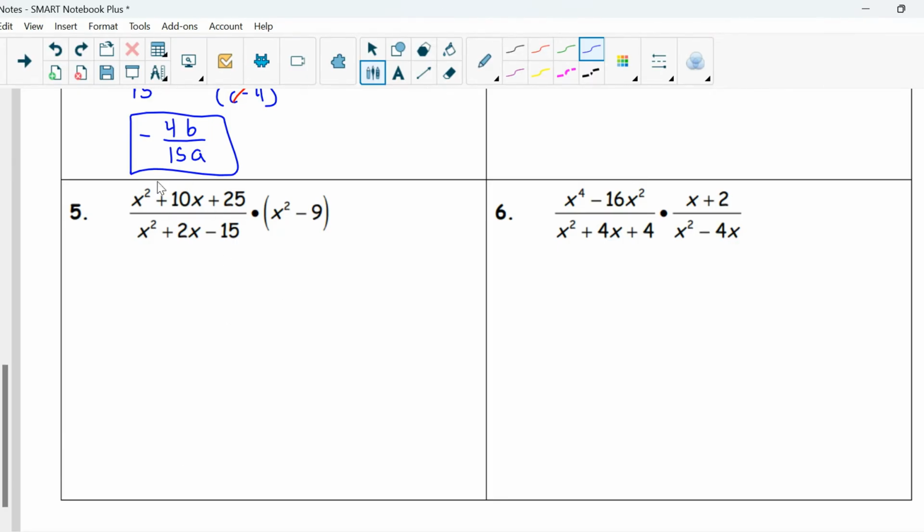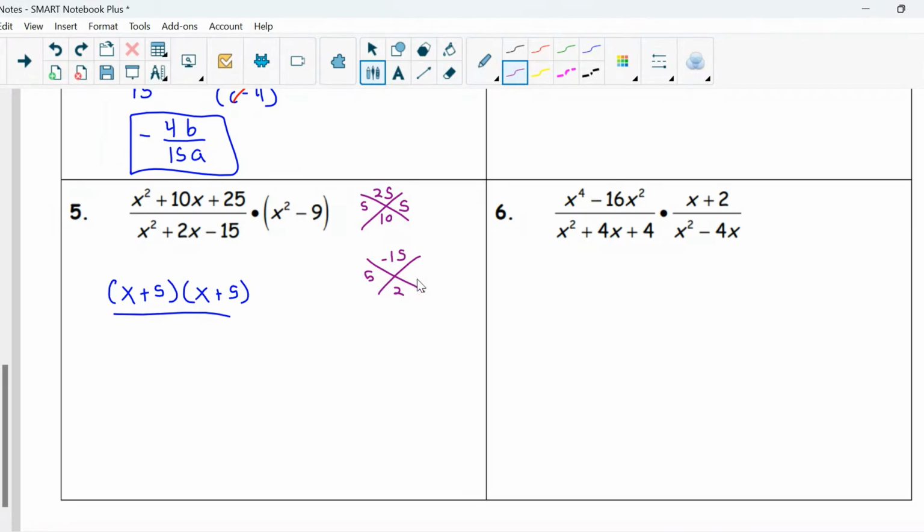So factoring my numerator here, this is a perfect square trinomial. So two numbers that multiply to 25 and add to 10 would give me 5 and 5. So my factors for my numerator are going to be x plus 5 times x plus 5. Then in my denominator here, I'm looking for two numbers that multiply to negative 15 and add to 2.